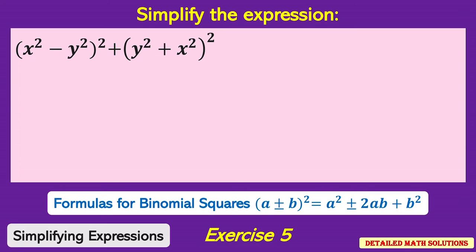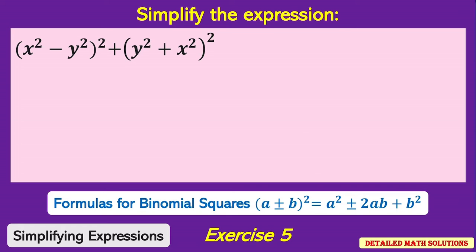In the first binomial square, (x squared minus y squared) squared, x squared corresponds to the a in the formula, and y squared corresponds to the b in the formula. In the second binomial square, (y squared plus x squared) squared, y squared corresponds to the a in the formula, and x squared corresponds to the b in the formula.